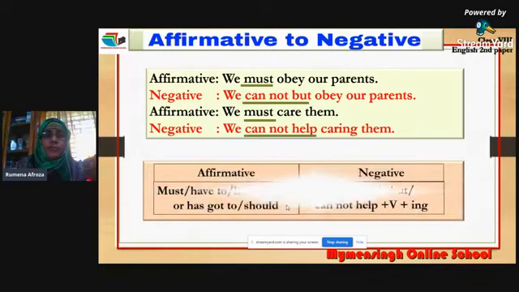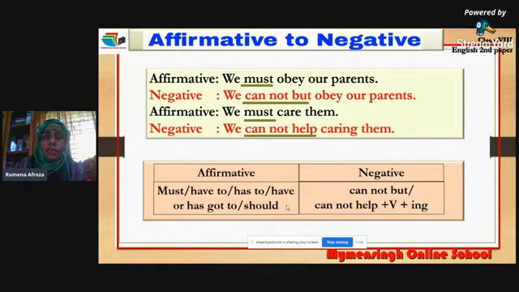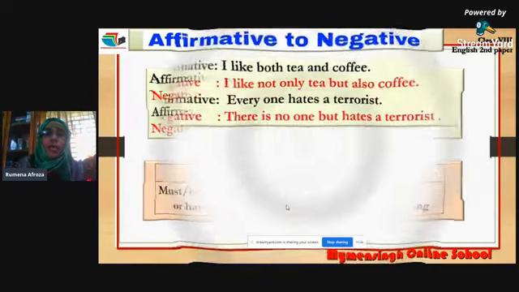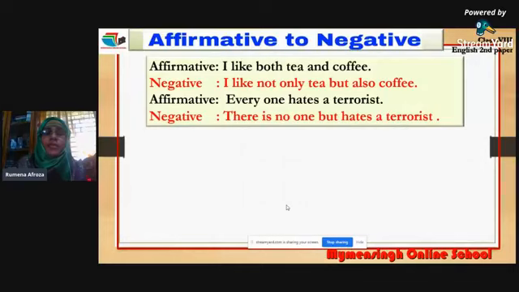Okay, students. Not only must, but if you find have to, has to, has got to, or should in an affirmative sentence, you will use cannot but in negative form, or cannot help. You can use cannot help plus verb plus ing. Okay, students, let's move to the next example. "I like both tea and coffee." "I like not only tea but also coffee."